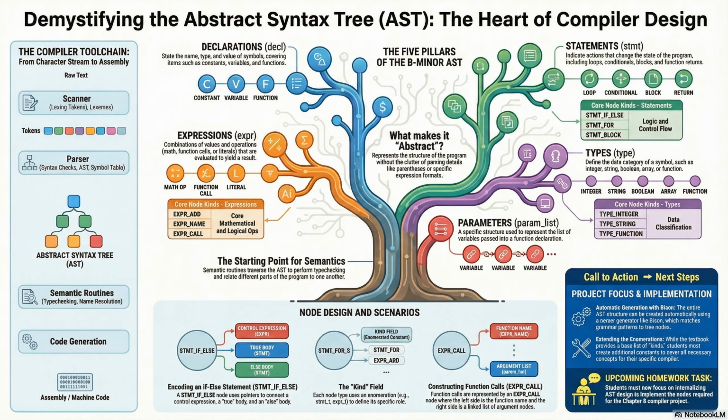On the other side, it feeds that structured tree into the semantic routines, which handle things like type checking, which you start doing in Chapter 7. Right. And then from there, the pipeline moves to intermediate representation, then the optimizers chew on it. And finally, code generation spits out the actual assembly language. Wow. So the AST really is the absolute fulcrum of the compiler.